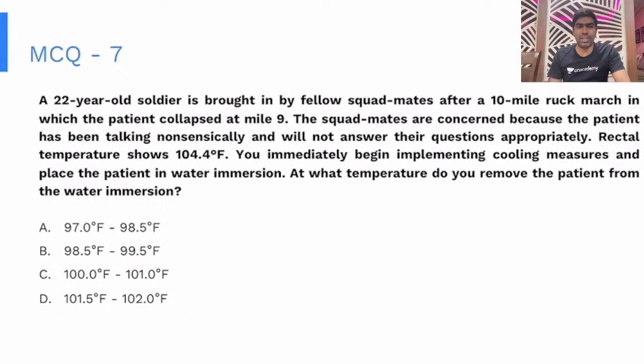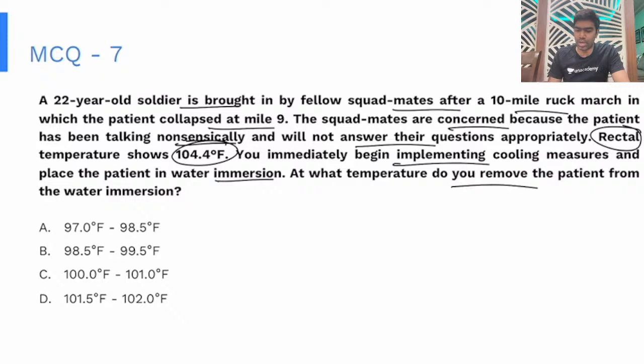Now coming to the 7th MCQ, you have a 22-year-old soldier who is brought by his fellow squad mates after a 10-mile ruck march in which the patient collapsed at mile 9. The squad mates are concerned because the patient has been talking nonsensically and will not answer their questions properly. Rectal temperature shows 104.4 degrees Fahrenheit. You immediately begin implementing cooling measures and place the patient under water immersion. At what temperature should you remove the patient from water immersion?